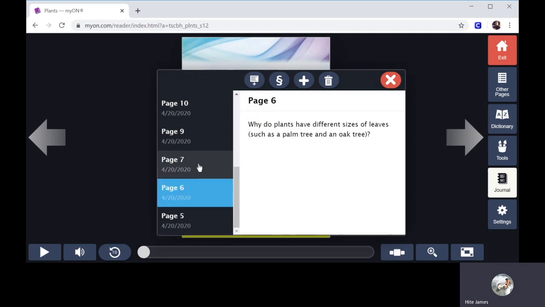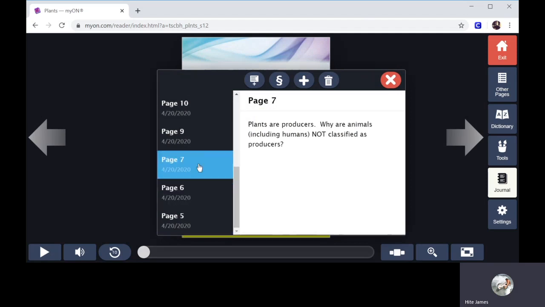Page 7. Plants are producers. Why are animals, including humans, not classified as producers?